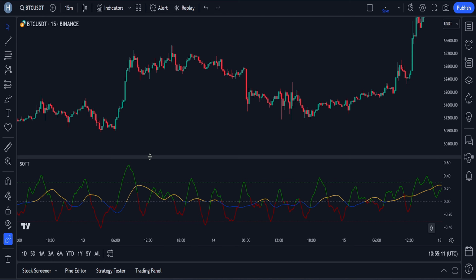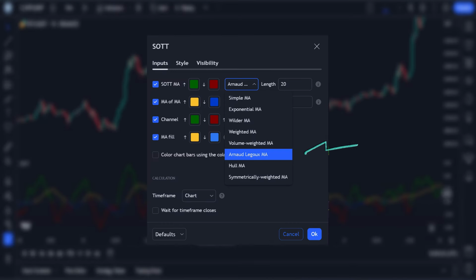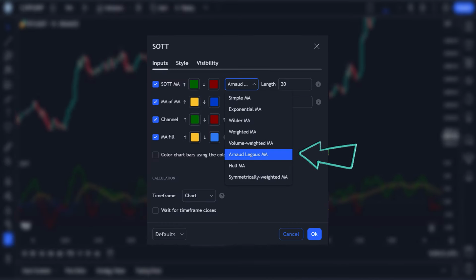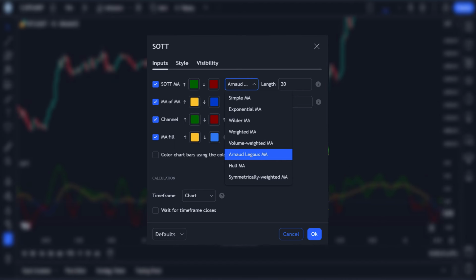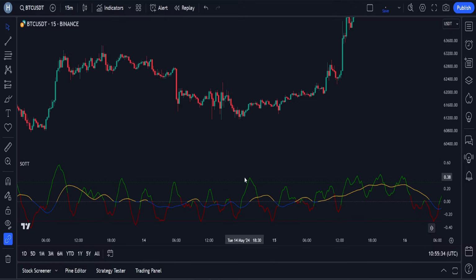The line that changes color between green and red is called an SOTT moving average. By default, it's set based on the Arnaud-Legault moving average. There are also other types of moving averages that you can choose from here, but I recommend using ALMA because it uses a Gaussian distribution that is shifted with a calculated offset, making the average closer to the more recent data. This eliminates minor fluctuations, enhancing the accuracy of the moving average. This is particularly useful for shorter time frames where we see more fluctuations in price movement.